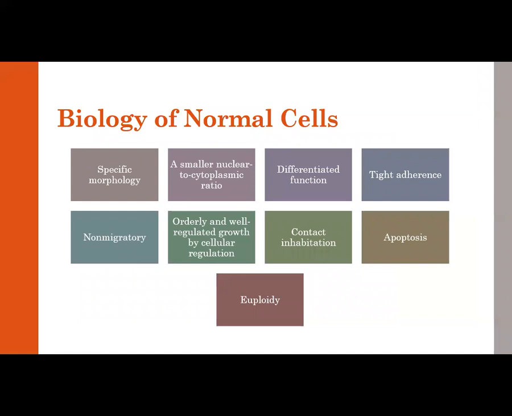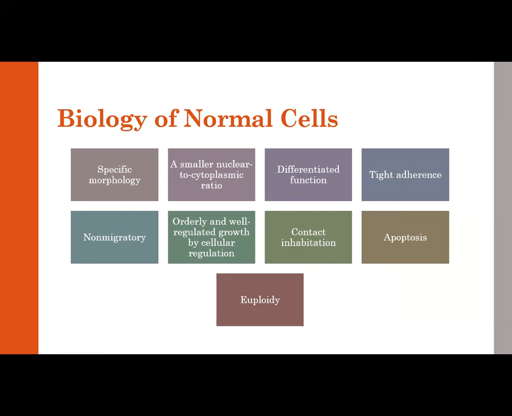So this is the biology of normal cells. You have specific morphology, which basically means this is the feature in which normal cell types have a distinct and recognizable appearance, size, and shape. So each normal cell should be very distinct in the way it looks.